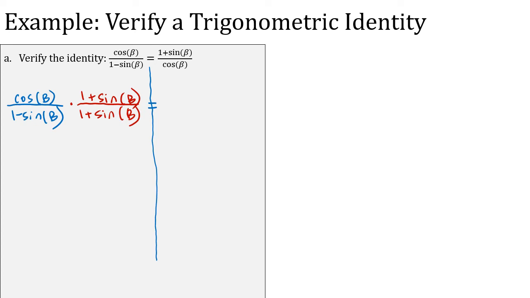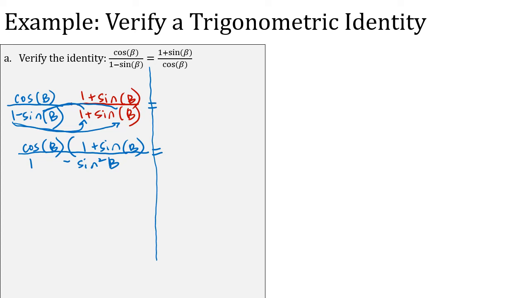Now, in the numerator, I'm going to leave that as the cosine of beta multiplied by 1 plus the sine of beta. In the denominator, I'm actually going to FOIL that out. So we've seen previously that if I multiply 1 times 1, that's 1, and then 1 plus the sine of beta, and then 1 minus the sine of beta, those middle terms will cancel out, and then the sine of beta times the sine of beta gives 1 minus the sine squared of beta.